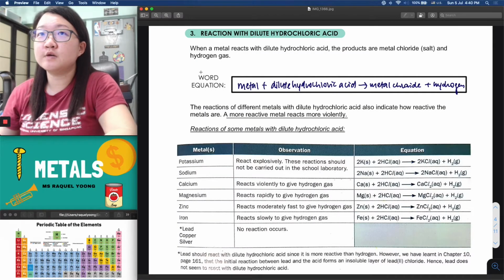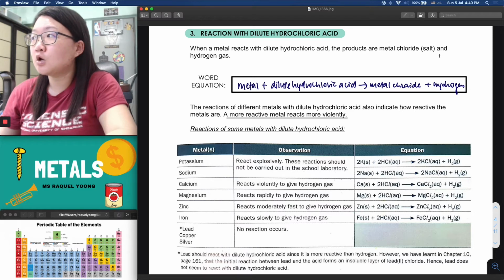So this is the third reaction of the metals with dilute hydrochloric acid. When a metal reacts with dilute hydrochloric acid, the products are a metal chloride, which in a subsequent chapter we will delve into a bit more. These are actually known as salts, and then also hydrogen gas. So the word equation will be metal plus dilute hydrochloric acid to give us metal chloride plus hydrogen gas. The reactions of different metals with dilute hydrochloric acid will again indicate how reactive the metals are. A more reactive metal will definitely react more violently.